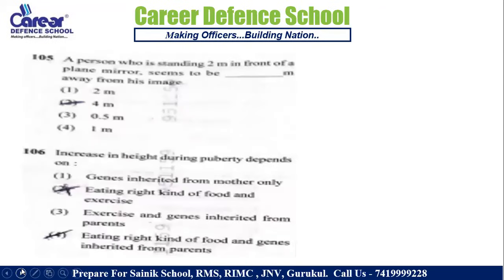105. A person who is standing 2 meters in front of a plane mirror seems to be dash meters away from his image. It is 4 meters. So option number 2 is the correct answer for 105. Increase in height during puberty depends on, for 106, option 3. Okay, let's move on to the 107 question.